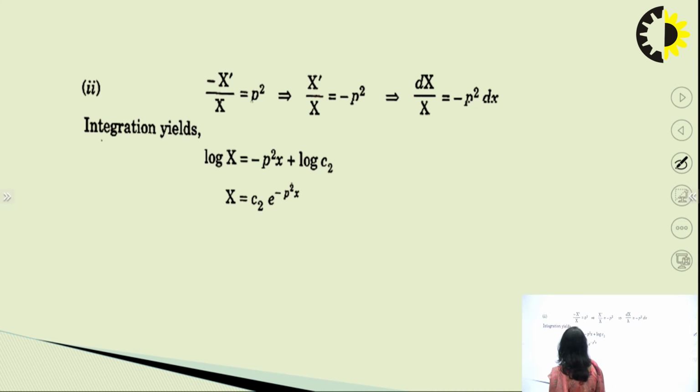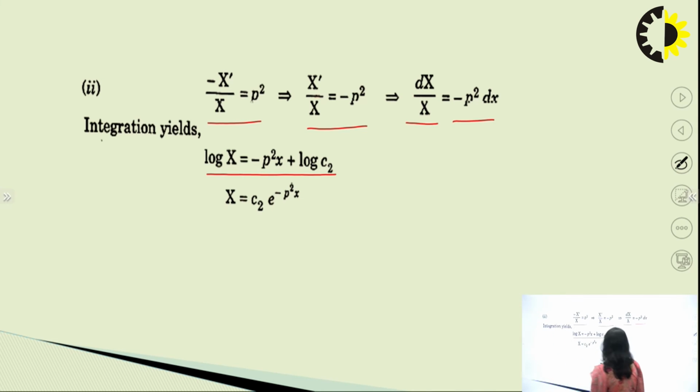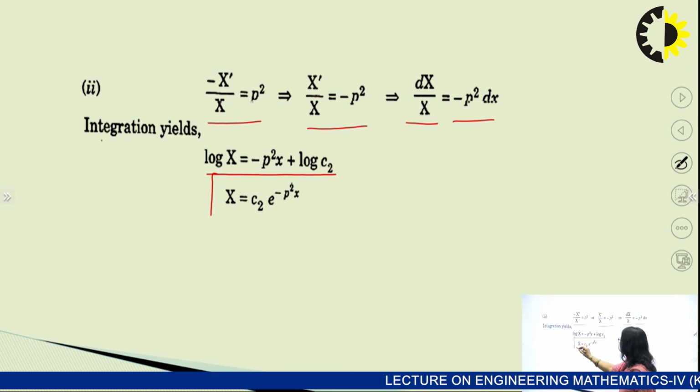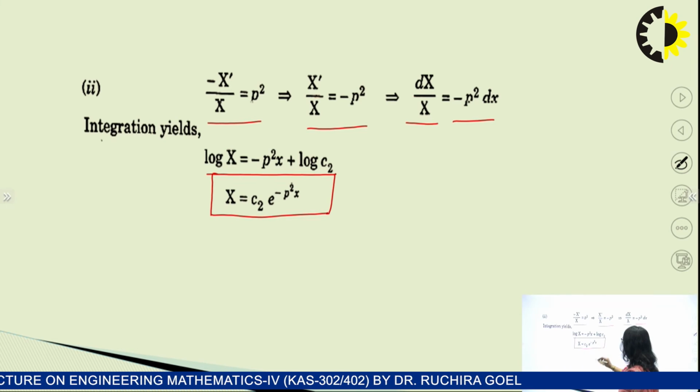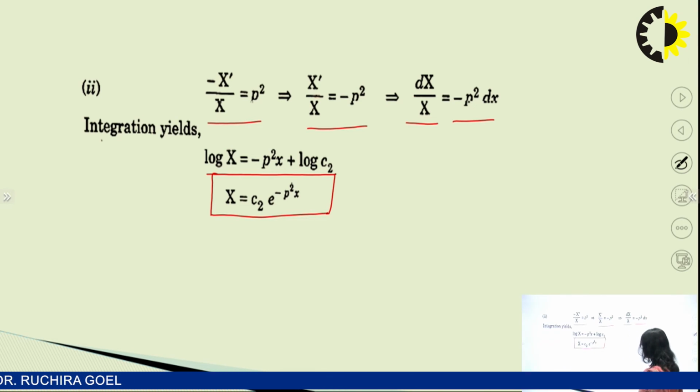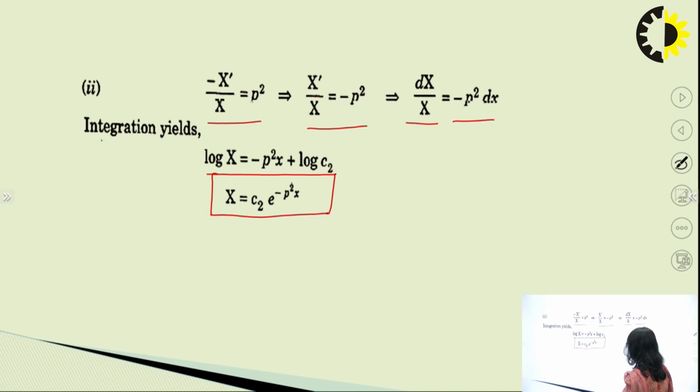Now I will consider minus X dash upon X equal to p square. So this gives me X dash upon X equal to minus p square. Again I separate dX upon capital X equal to minus p square dx. On integration I get log of capital X equal to minus p square x plus log constant, and I will be getting capital X as C2 e to the power minus p square x. So I have found capital T and capital X.